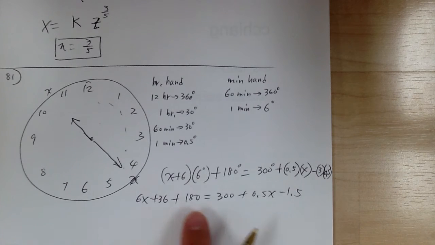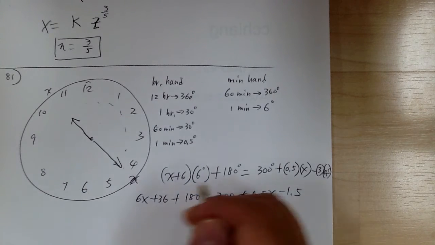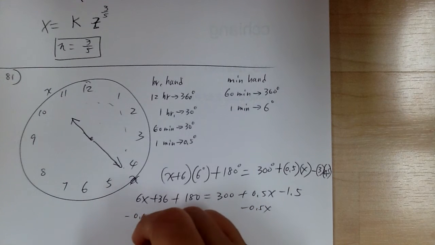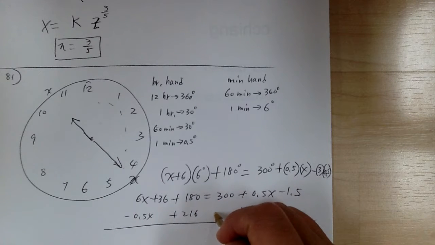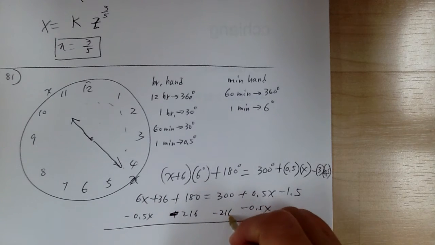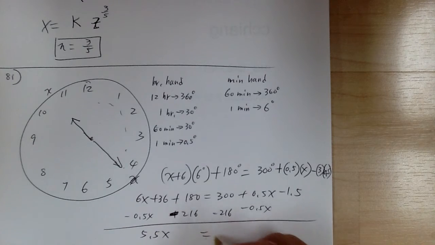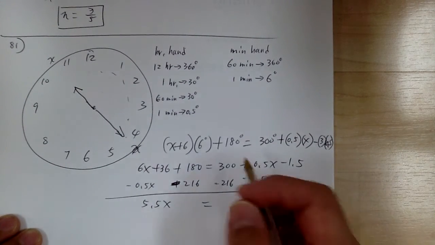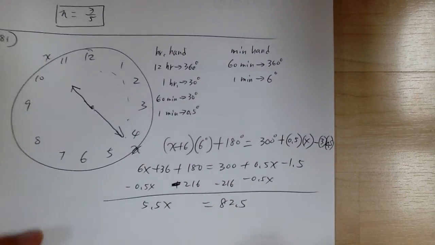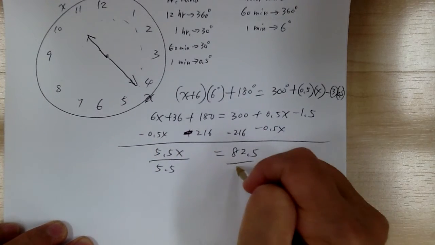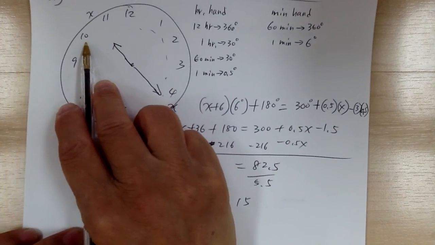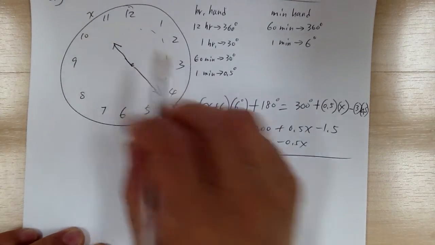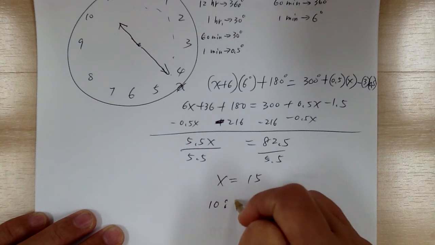Let's simplify things a little bit. Move this over here and this over here, so minus 0.5x and minus 216. So you get 5.5x is equal to, and now there's another minus 1.5 over here, so you end up with 82.5. Divide by 5.5, so x equal to 15. Again, we're using the 10 o'clock as the reference. So x equal to 15 means it's 15 minutes from the 10. Therefore, the time right now is 10:15.